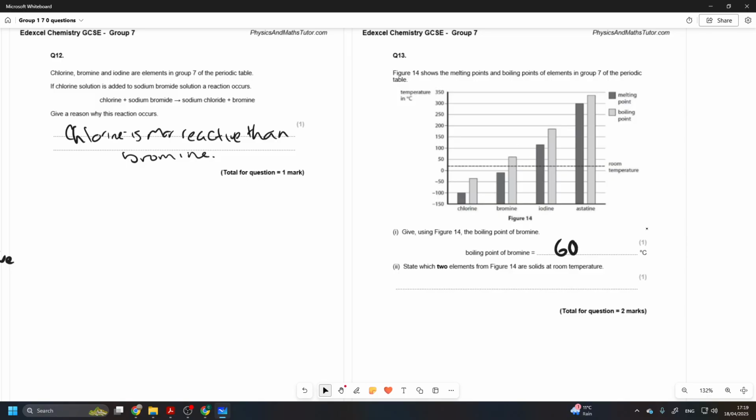Now, looking at the mark scheme, give me a second, I'll just get the mark scheme up. Okay, looking at the mark scheme, it tells you that any number in the range of 51 to 70 would be fine. Okay. State which two elements are solids at room temperature. Basically they haven't melted yet at room temperature. So which two have quite high melting points? That's iodine and astatine.